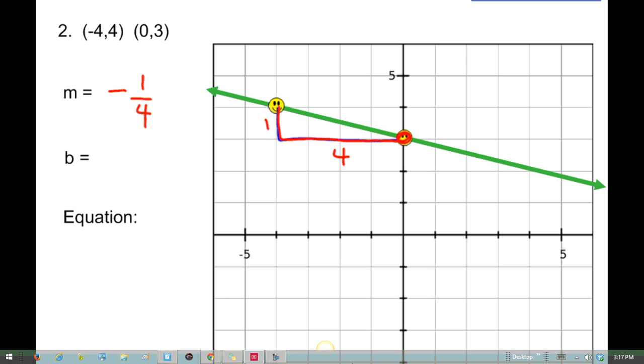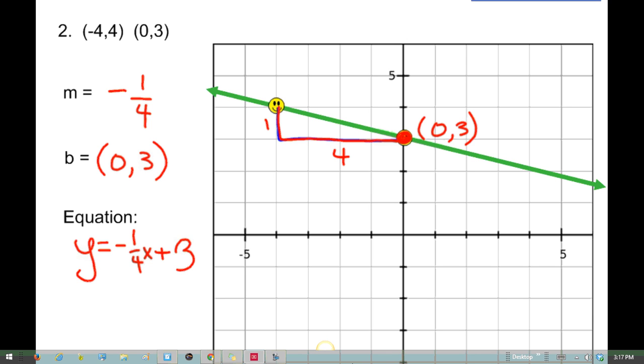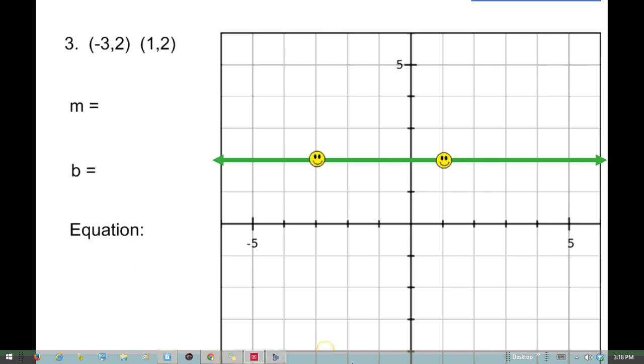Now I need the y-intercept. That's this dot right here, and I can see that that dot is at 0, 3. So I have all the information I need to write an equation. Y equals negative 1/4 x plus 3. I would like you to complete this one on your own, and you can use the example from the first page, the horizontal line, so think about what that means for the slope, and think about what the y-intercept is, and I'd like you to write the equation for this horizontal line.